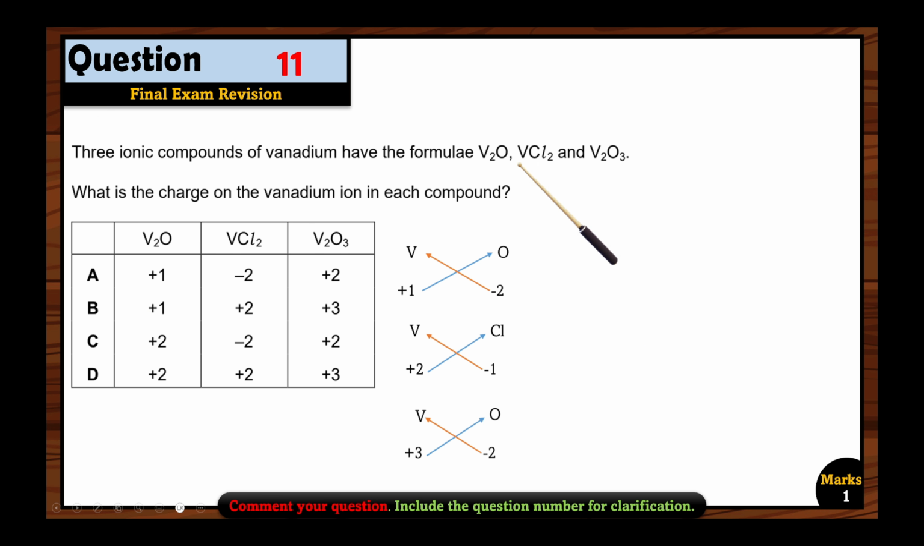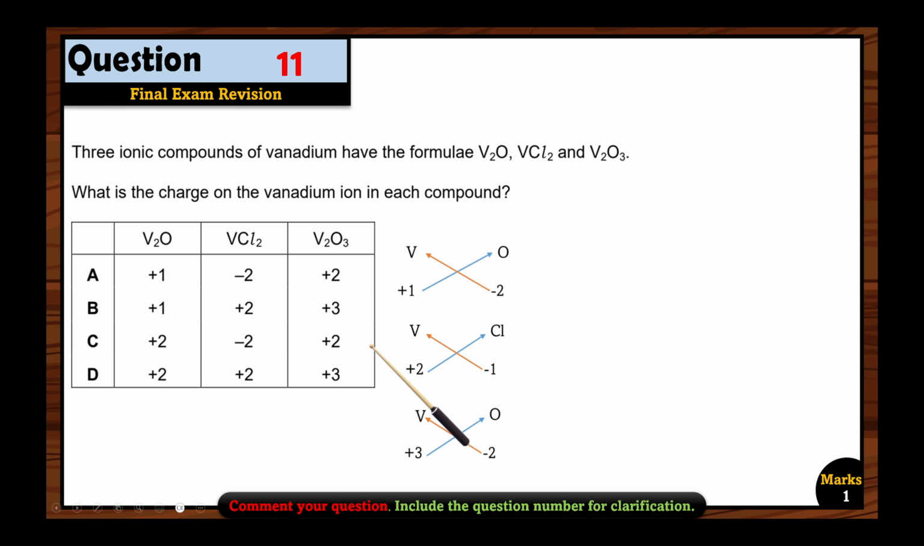Now let's come to VCl2. If you see Cl has 2, it means this 2 is actually coming from the oxidation state of V. So the oxidation state of V is +2, whereas for chlorine, can you see there is only 1? So it means the oxidation state of chlorine is -1. Why -1? Because chlorine is a non-metal and it belongs to group 7. So its oxidation state will be -1.